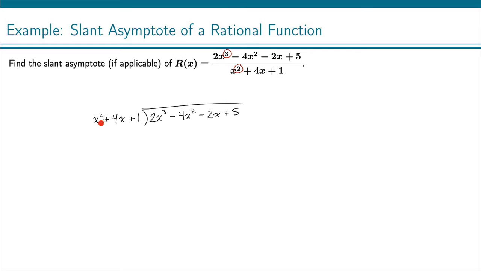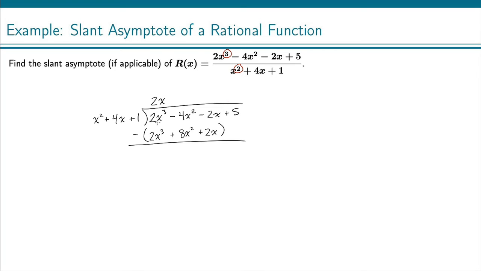Okay, so now, what do we multiply x squared by to get a 2x cubed? That's 2x. And then we take this 2x and we multiply it by this whole thing. So 2x times x squared is 2x cubed. And then 2x times 4x is 8x squared. And 2x times 1 is 2x. And then we subtract that.